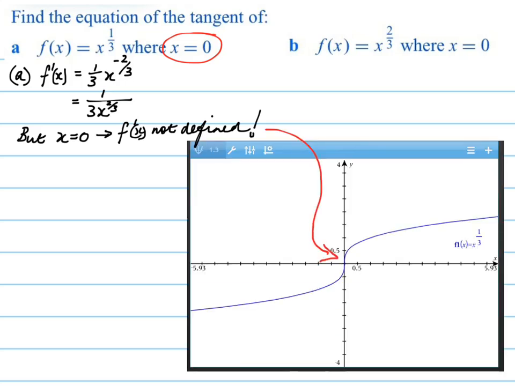Okay? That's the graph. Look, it's vertical at x equals 0. And a vertical gradient is a non-defined gradient. It has all rise and no run, and you're dividing by 0. So we can't do that, so that one does not work. Therefore, the equation of the tangent is not defined at that point.